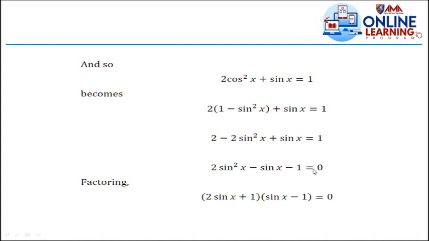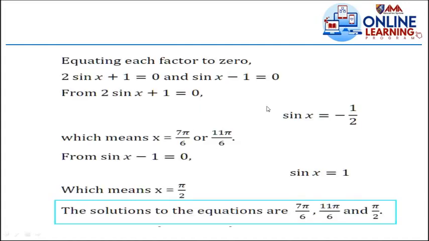If we factor that, we get 2 sine x plus 1 multiplied by sine x minus 1. Checking: 2 sine x times sine x gives 2 sine squared x. 2 sine x times negative 1 is negative 2 sine x. 1 times sine x is positive sine x, which combines with negative 2 sine x. 1 times negative 1 is negative 1. So that is the factorization. Next, equating each factor to 0: 2 sine x plus 1 is equal to 0 and sine x minus 1 is equal to 0.